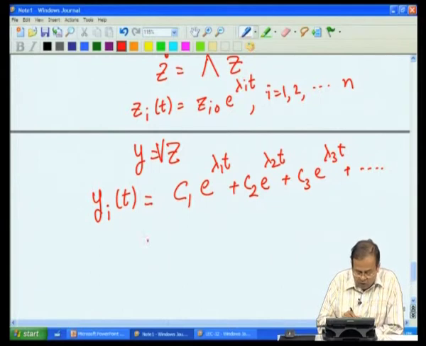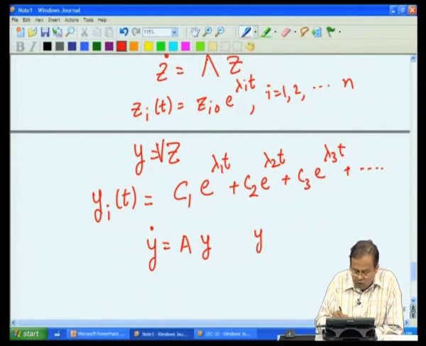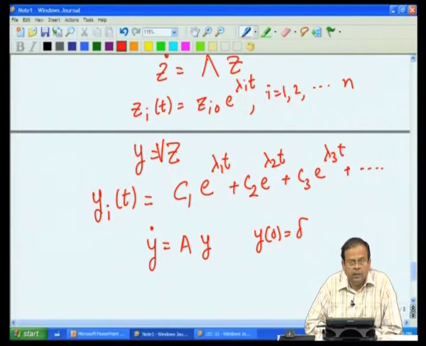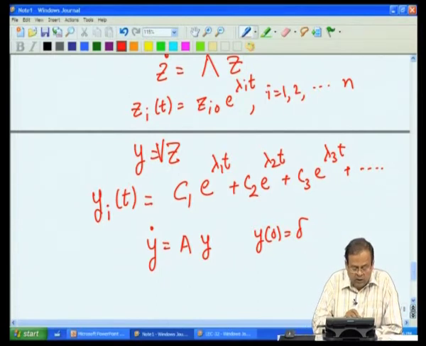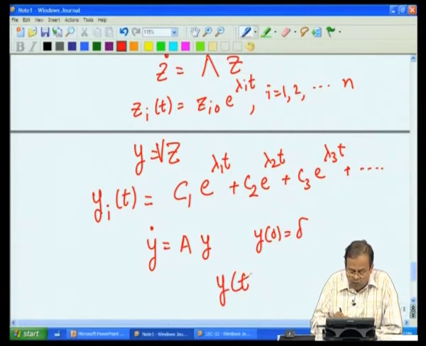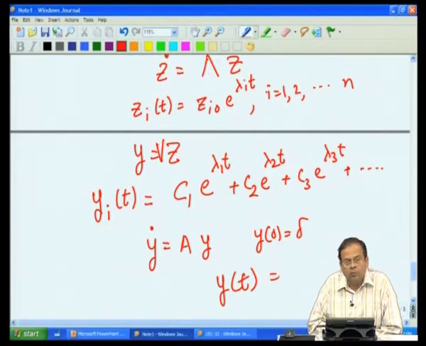Now, what are we interested in? We were interested in looking at the dynamics of this solution, given y of 0 as some value delta, let us say. We know that the individual components y i are given by a summation of these e raised to lambda t terms. We are interested in knowing what happens to y of t. What happens to y of t?